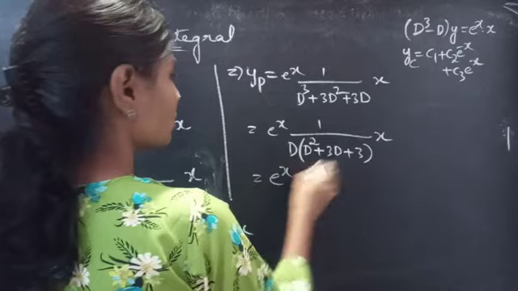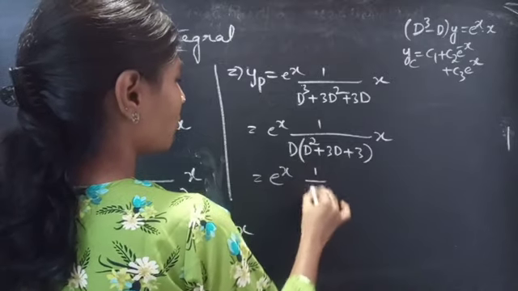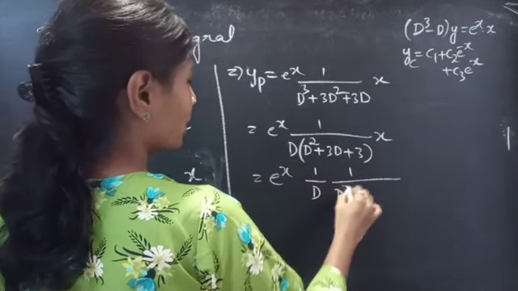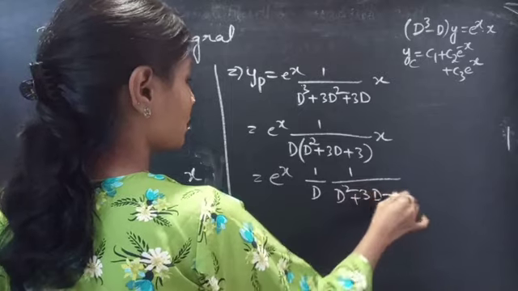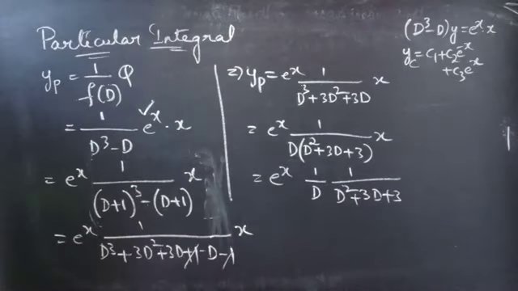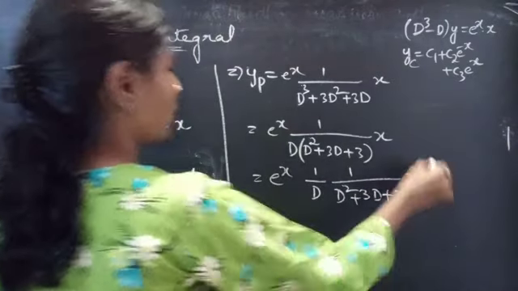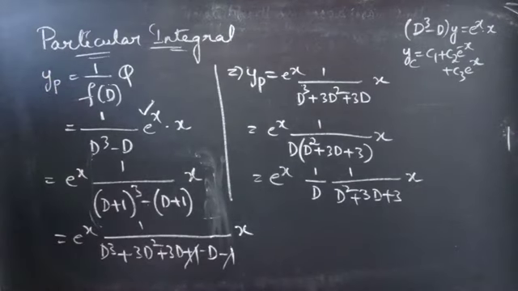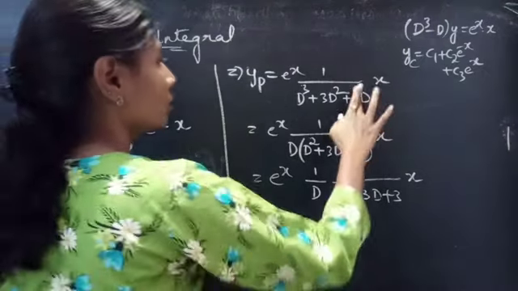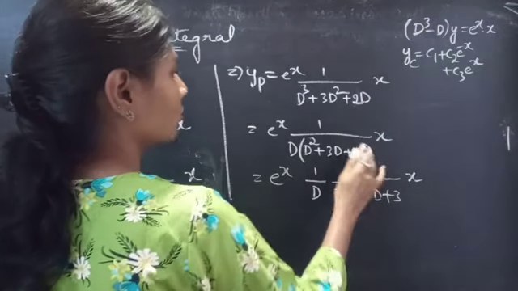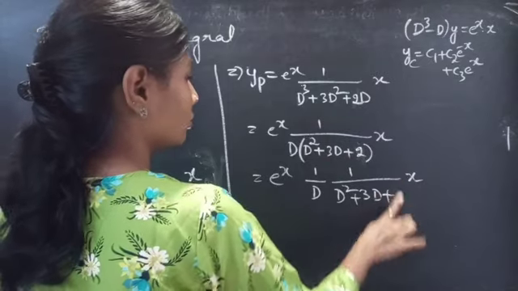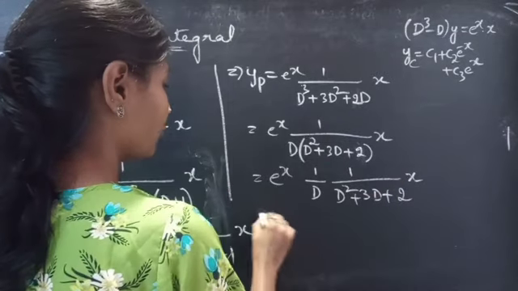Now let's split the fraction as 1 by D into 1 by (D square plus 3D plus 3) into x. See, here we are having 3D minus D. 3D minus D is 2D, sorry. Here we will get 2D, right? Fine.